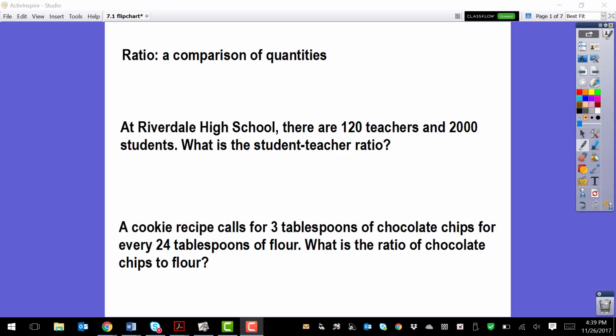A ratio is a comparison of two or more quantities. So we can write ratios as, let's say, A to B with the word "to" in between, a comparison of quantity A to quantity B. We could also write it as a fraction, A over B, or A colon B. This would be read the same way: the comparison of quantity A to quantity B.